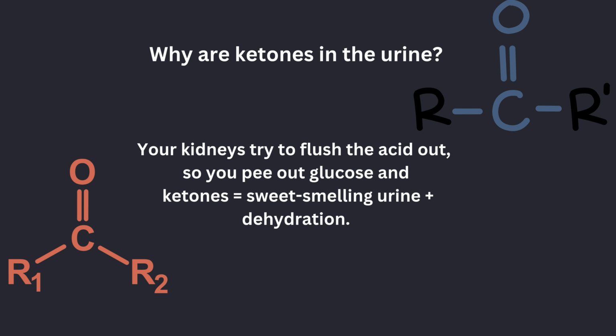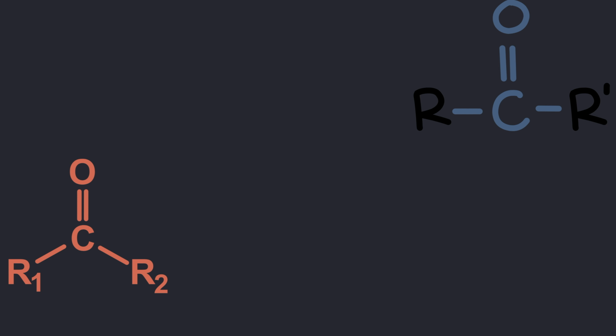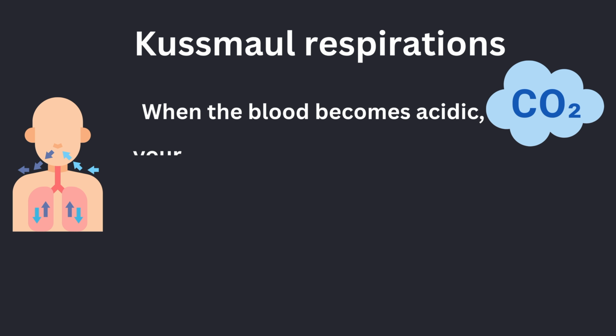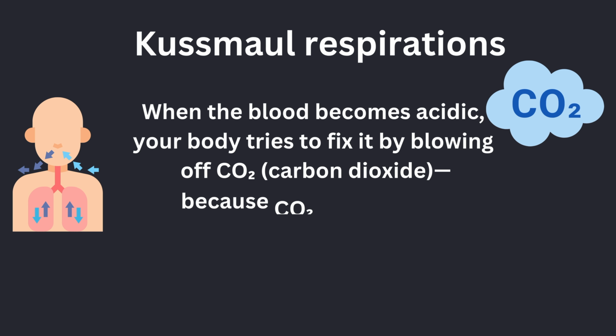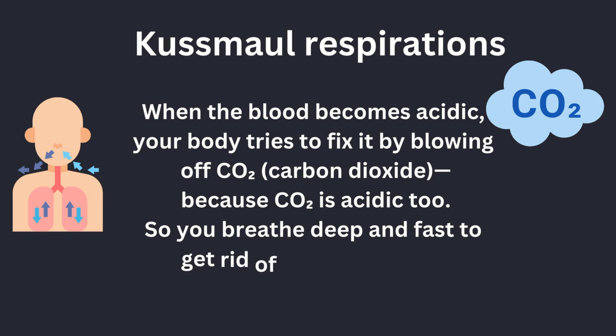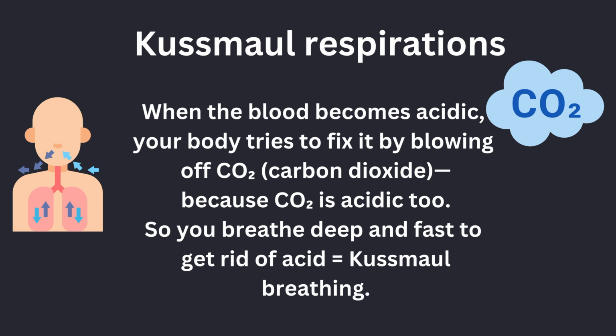Your kidneys try to flush out the acid, so you pee out glucose and ketones, which equals sweet-smelling urine and dehydration. So Kussmaul respirations is when your blood becomes acidic, your body tries to fix it by blowing off CO2. CO2 is acidic, so you breathe deep and fast to get rid of the acid. That is called Kussmaul breathing.